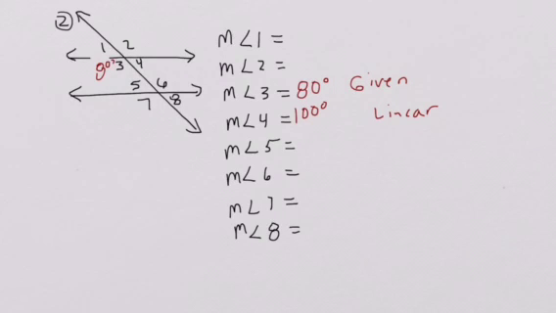Angle 3 is also linear with angle 1. They're linear angles, so that's going to make angle 1 100 degrees. Angle 2 and angle 4 are linear, and so that's going to make angle 2 80 degrees. Now if I know angle 1 is 100 degrees, angle 1 and angle 5 are corresponding angles, and that would make angle 5 100 degrees.